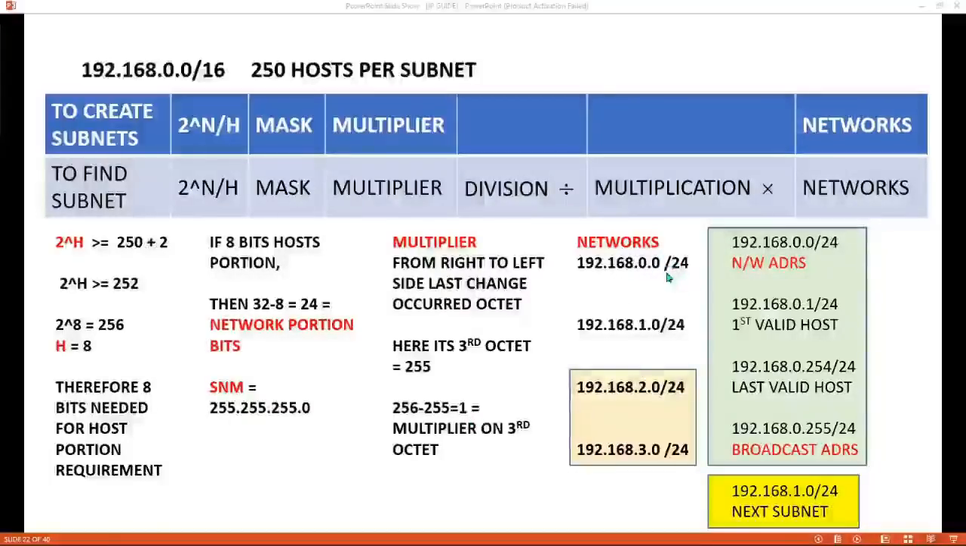192.168.0.0/24 is now the first subnet. Why? We know the network portion value is /24, so you write it as /24, not 16. 16 is the prefix they gave. After finding the subnet details, we change it into 24. What about the next network address? The next subnet is 192.168.1.0/24, because the multiplier is 1. The third subnet is 192.168.2.0/24, and then 3.0/24. Likewise it goes.